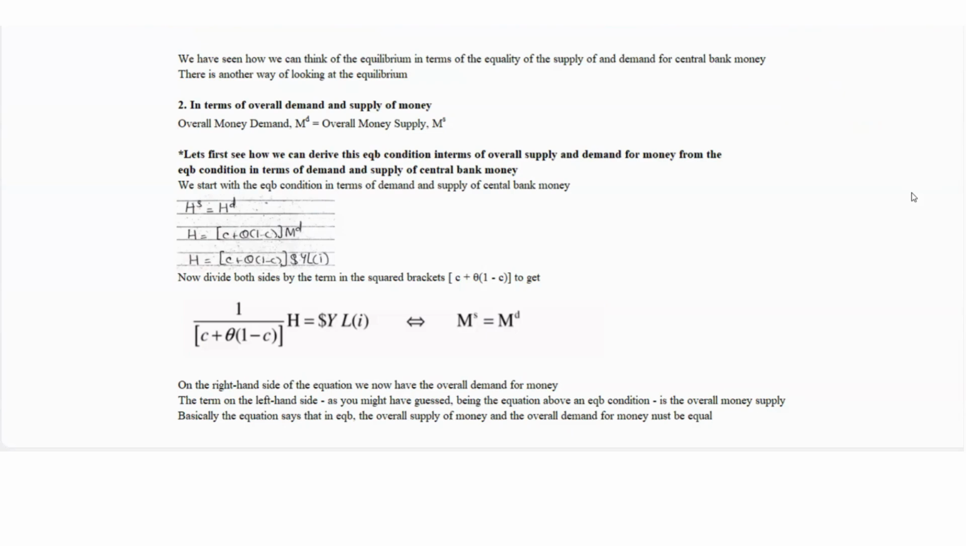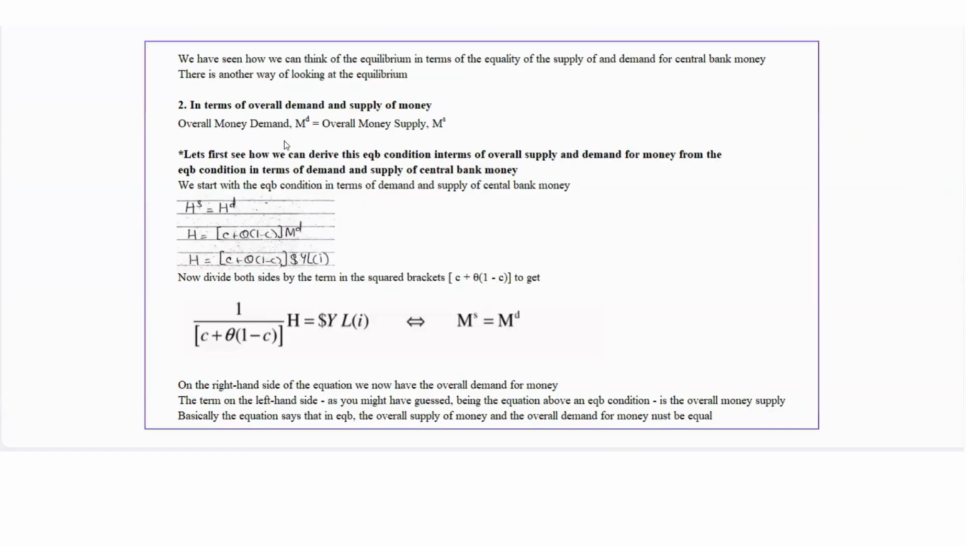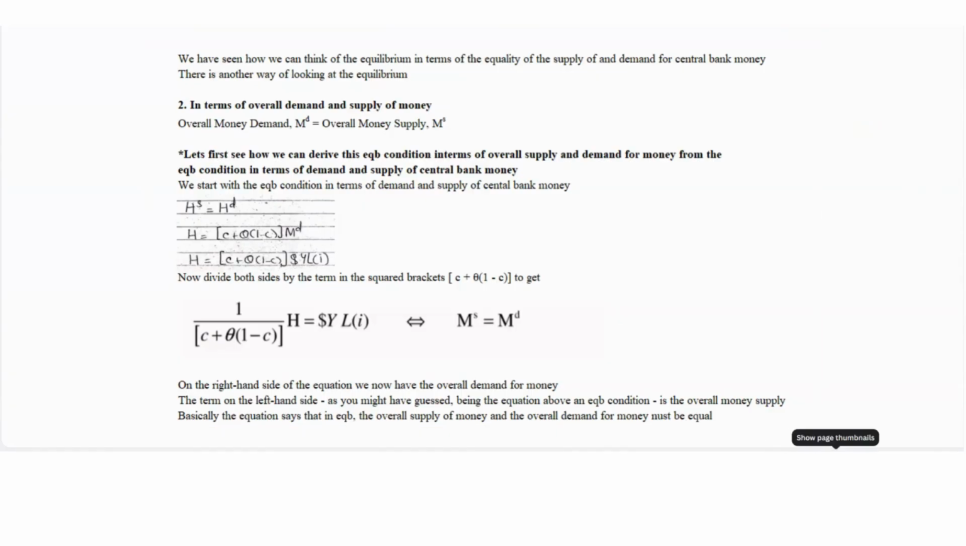We were looking at the financial market, the case where we have the central bank plus the banking sector. And there we talked about how financial market equilibrium can be expressed in two equivalent ways. One, in terms of demand for central bank money being equal to supply of central bank money. And second, in terms of overall money demand being equal to overall money supply.